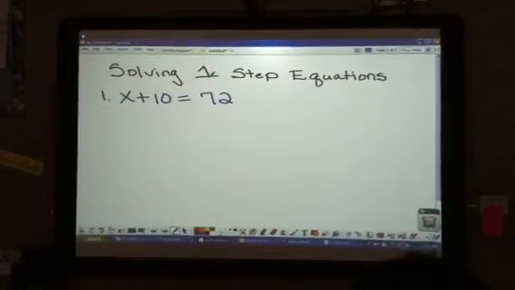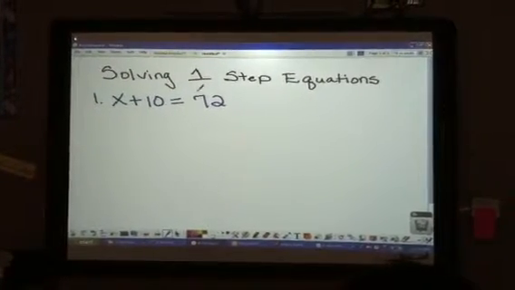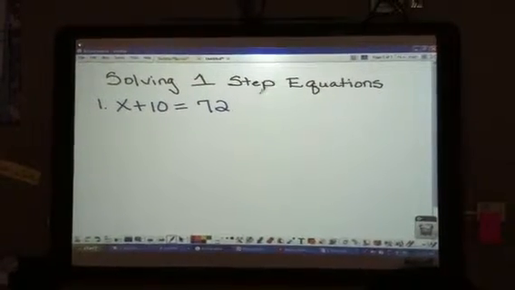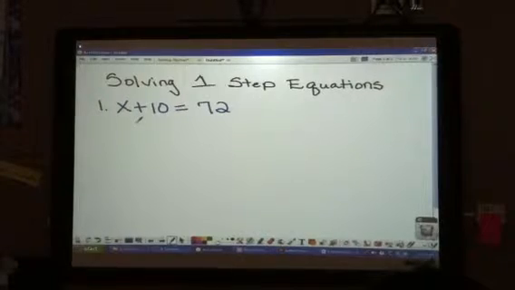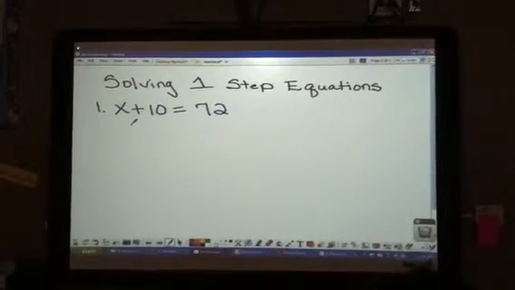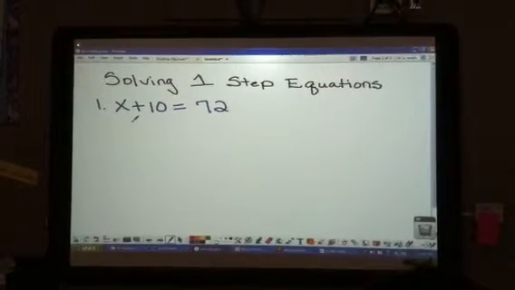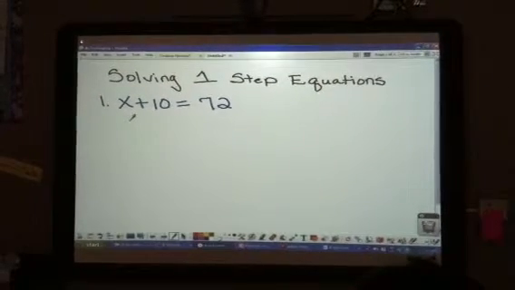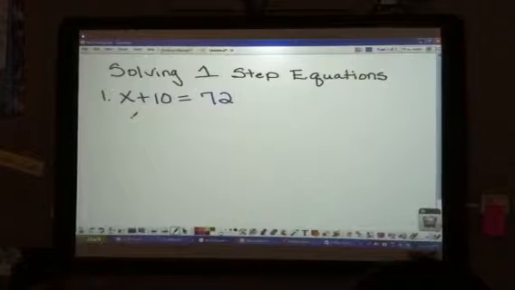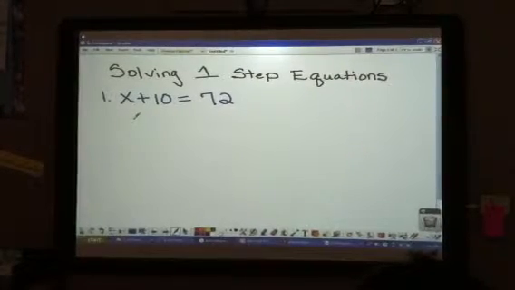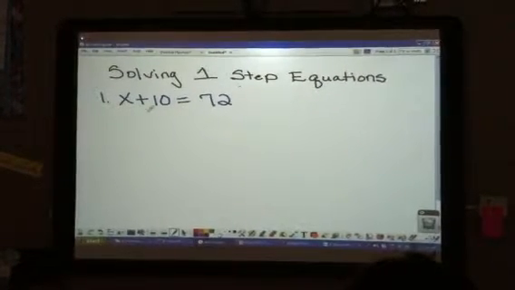But since our standard is Algebra 5.0, which is solving multi-step equations, there's going to come a point in time when you're not able to actually solve it just in your mind. So we're going to take you through a series of videos that start out relatively simple and progressively get more difficult. So let's look at this very first equation.